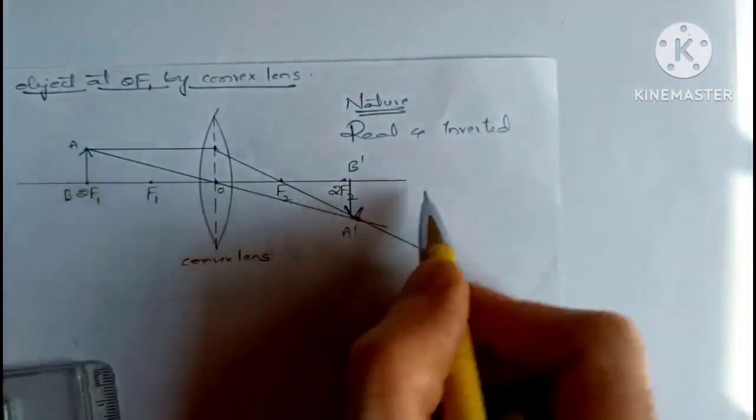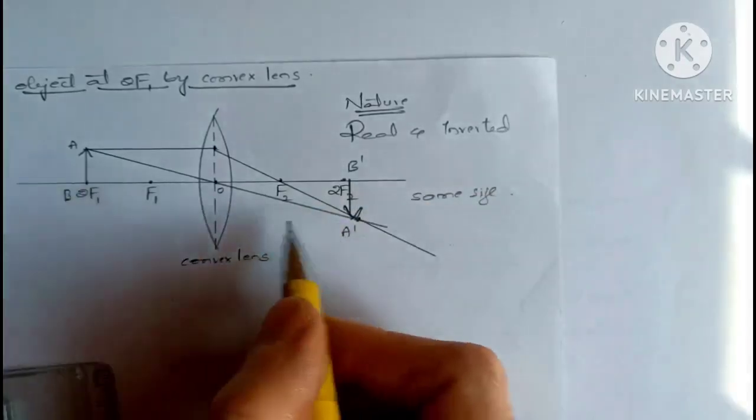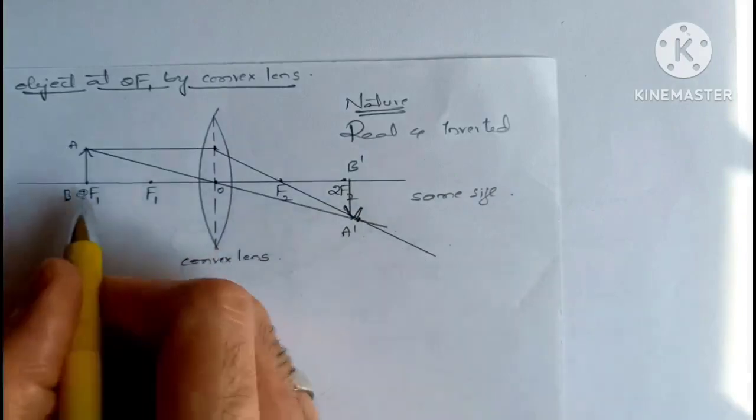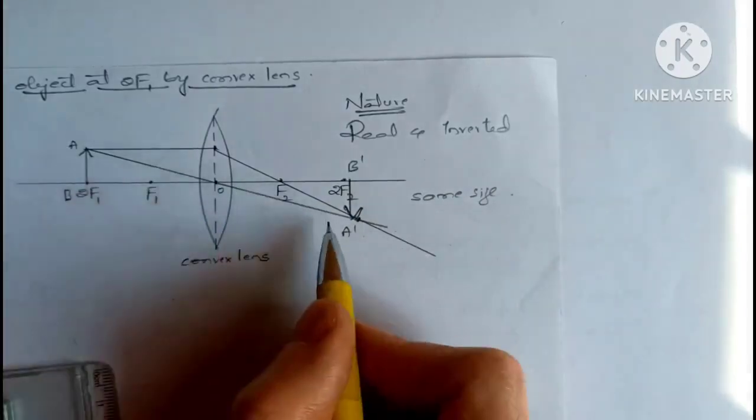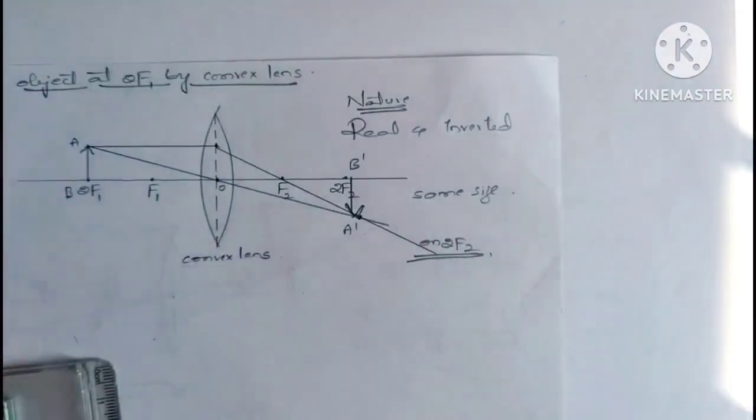And now size of the image, same size. Here you write same size. You can even measure, it will come the same size. And now position. If you are taking the object on 2F1, the position of the image will be on 2F2. So our third construction is ready.